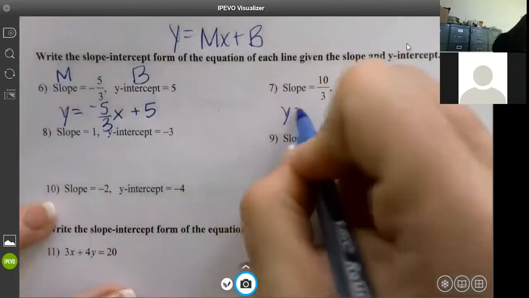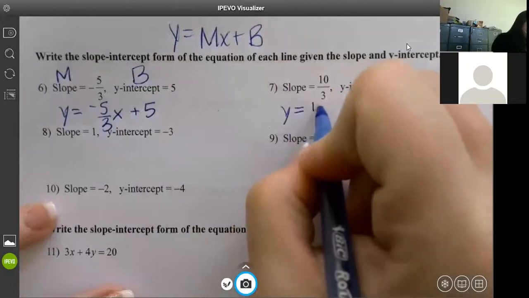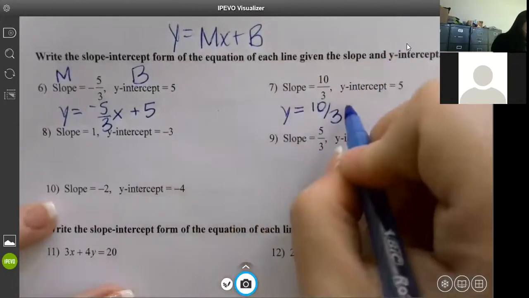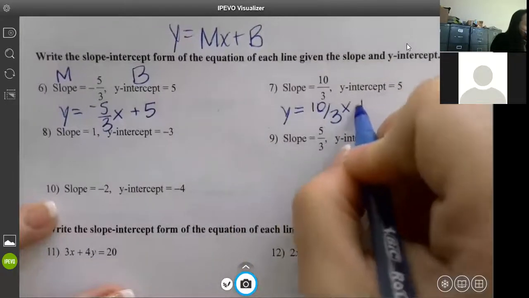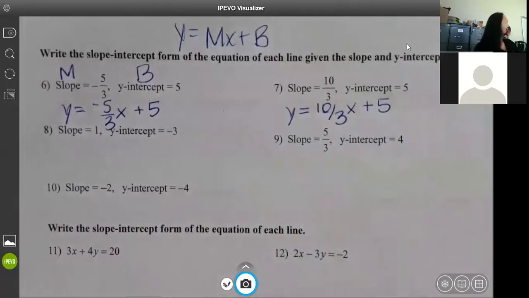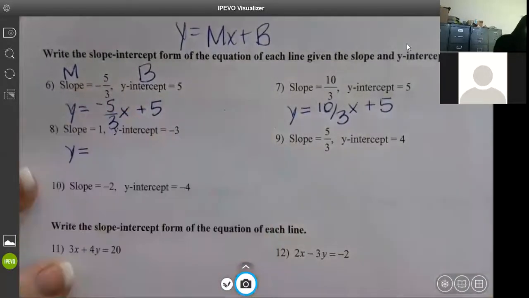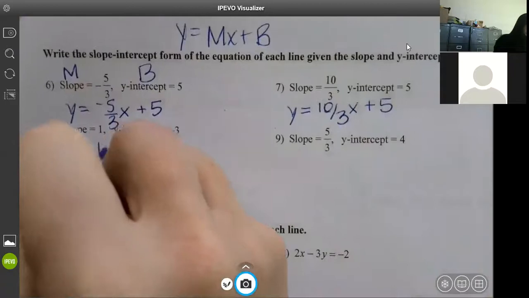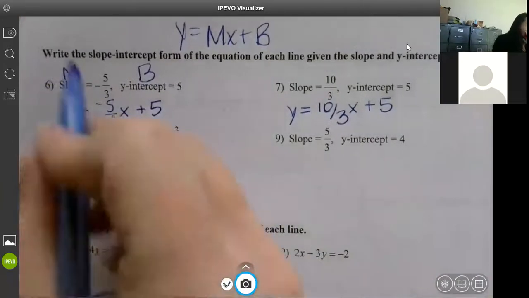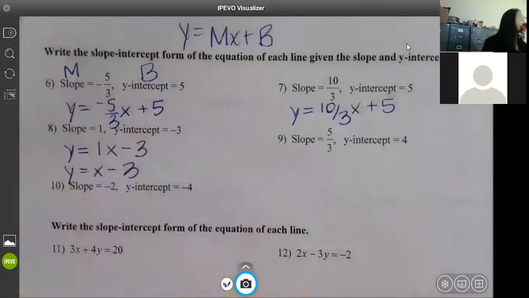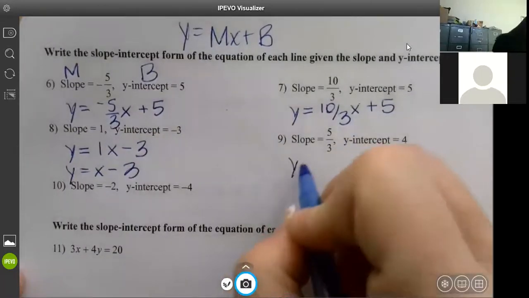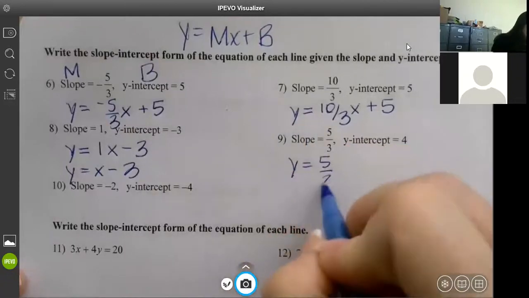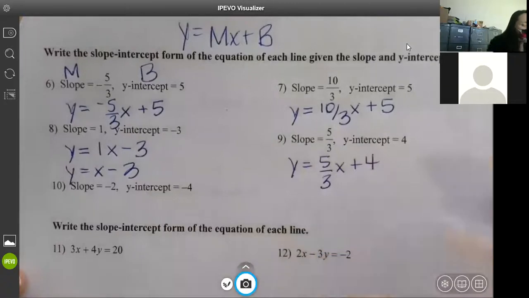So on the next one, it's y equals, what is our slope? 10/3. What do we put behind it? X. And then what's our last number? And we put a plus because it is positive. It is that easy. Don't make it any harder than what it is. Number 8, y equals, what's your slope? 1. What do we put behind it? X, and then yes, a -3. Remember that if you're doing this multiple choice, it won't have the 1 in front of it. Edia doesn't care. I don't care. Multiple choice, you won't see the 1. Got it? Next one, y equals, what's our slope? What do I put behind that? And then +4 because it's a +4.